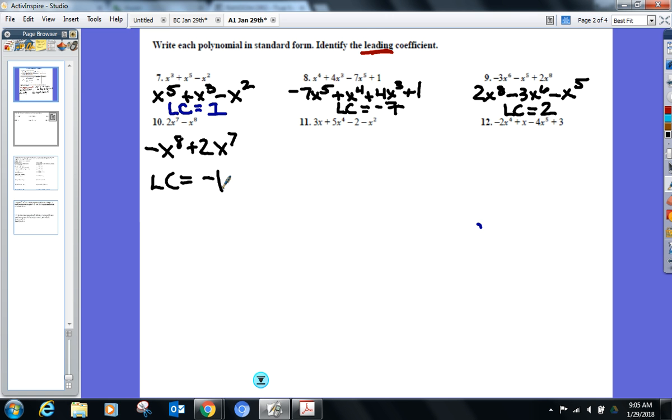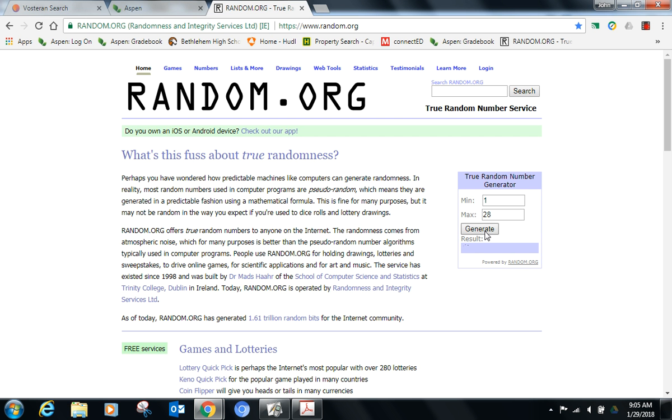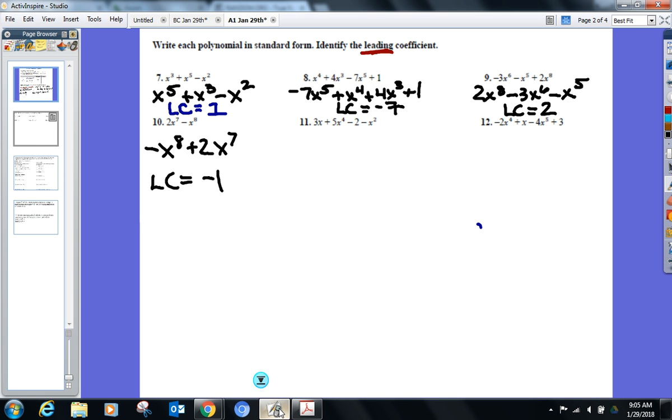All right, how about 11? Write it in order for me. Here we go. 13. Write it in order. 5x to the 4th. Yep. Minus x to the second. Yep. Plus x plus 3x. Yep. Minus 2. And how about the leading coefficient here? 5. Perfect. And we got one more.